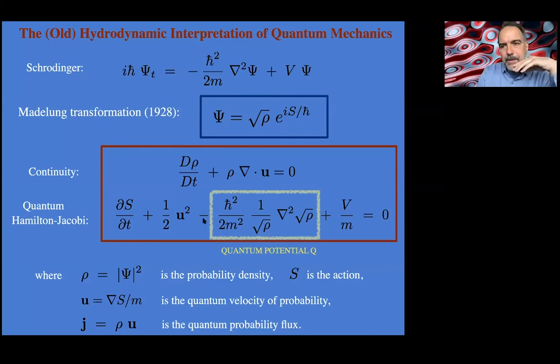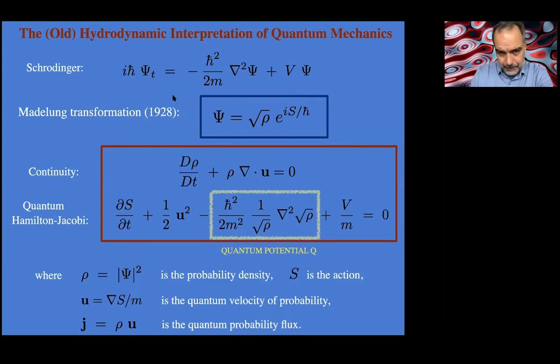Now, this is very encouraging. I didn't see this as an undergraduate; I saw this when I started getting interested in the problem. But it's a transformation which allows you to recast the linear Schrodinger equation in hydrodynamic form. This is called the Madelung transformation. Basically, it's a polar transformation of the wave function. And when you do it, you get something which looks like hydrodynamics.